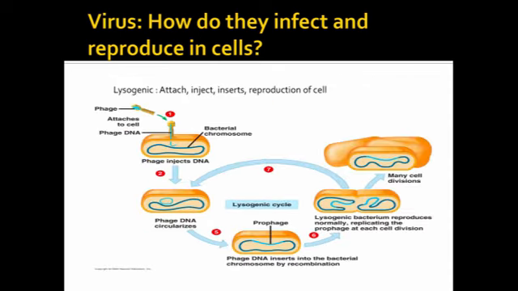The second way is very similar, but it's even sneakier than the first way. And this is called the lysogenic cycle. And they go in very similar. They attach themselves to a cell. They inject their DNA or their RNA, and then what they do is they're very sneaky. They incorporate their DNA or RNA into that organism's DNA and RNA. In other words, they gene splice themselves into that organism's DNA.